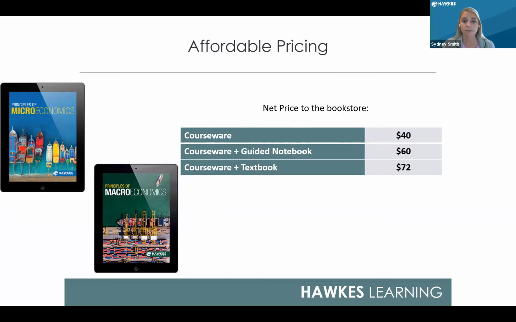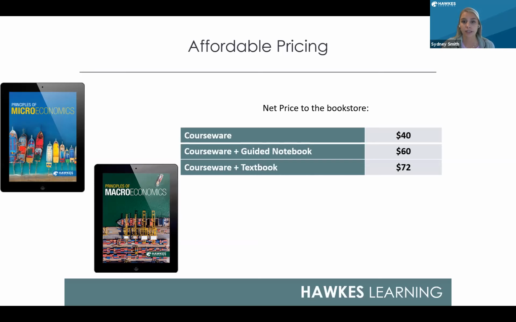To get started, I wanted to mention the 2 different types of economics materials that we have available within Hawks. We have our Principles of Microeconomics as well as our Principles of Macroeconomics. The courseware is available for both of these. We also have a guided notebook for both titles and the textbook, which is currently available for Principles of Microeconomics. We will be releasing the final printed textbook for Principles of Macroeconomics soon.